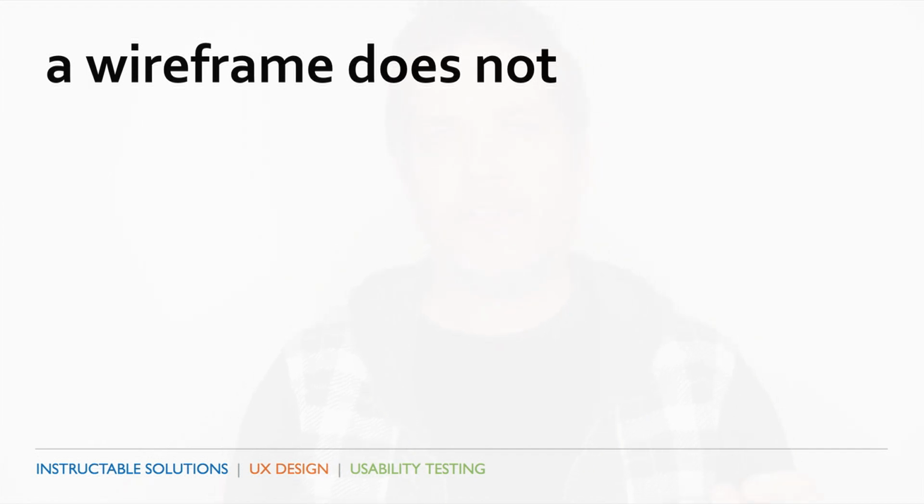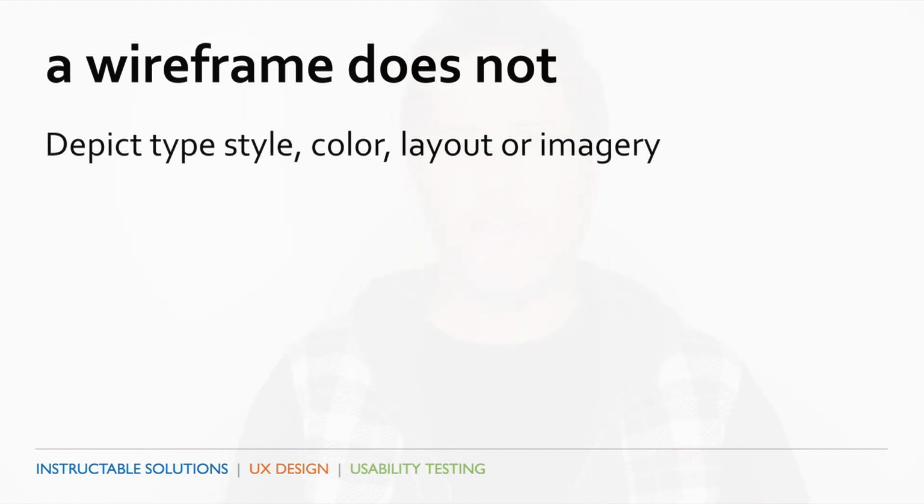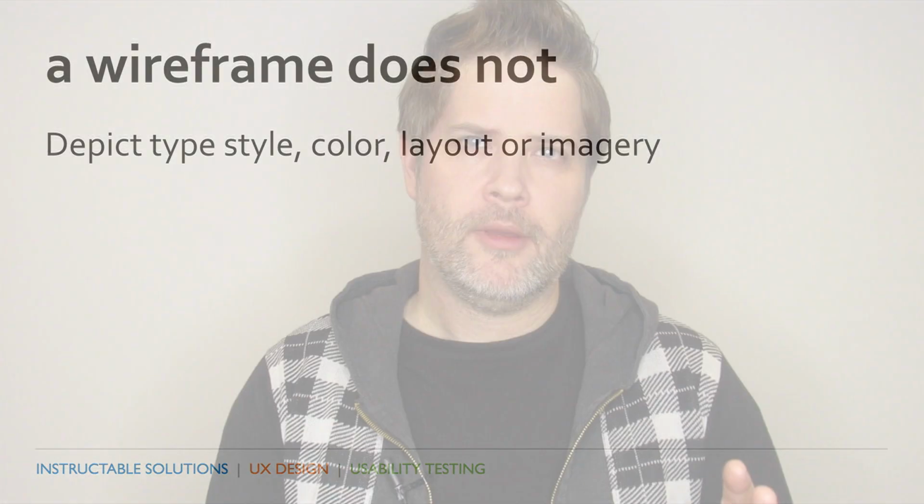A wireframe does not depict type, style, color, layout, or imagery. And let me get a little bit more specific here. A wireframe won't include your actual typography, so your actual fonts in the proper sizes and weights. It also won't include any color. And I can't stress that enough. A wireframe is best delivered in black, white, and grayscale.